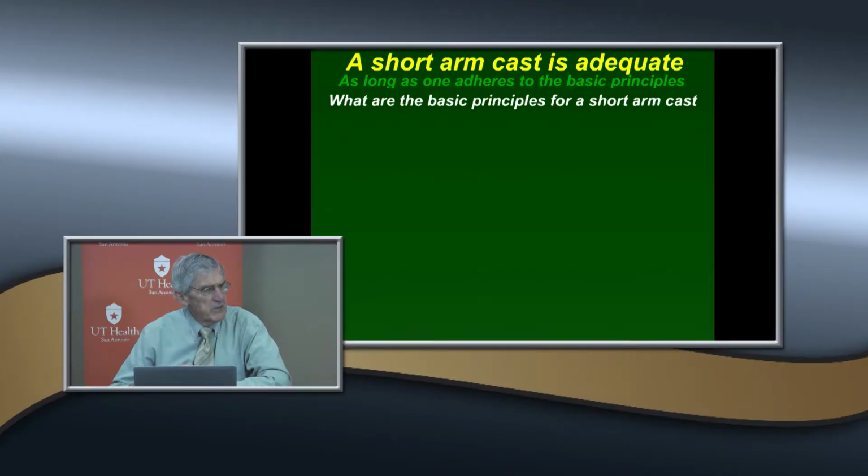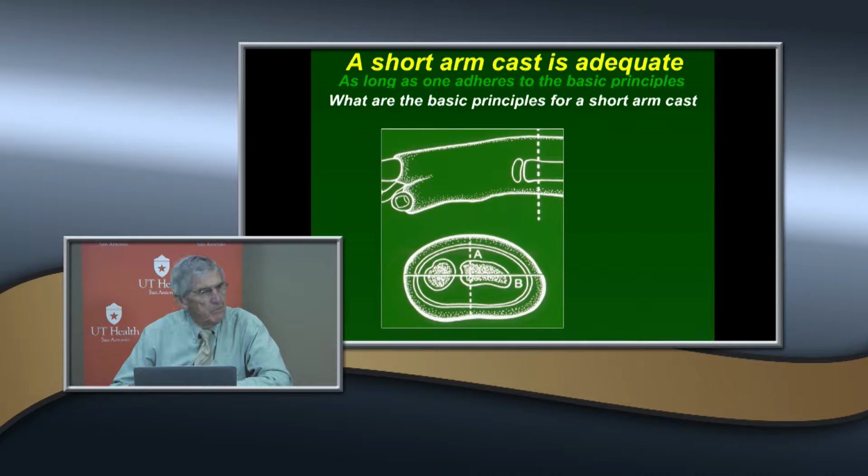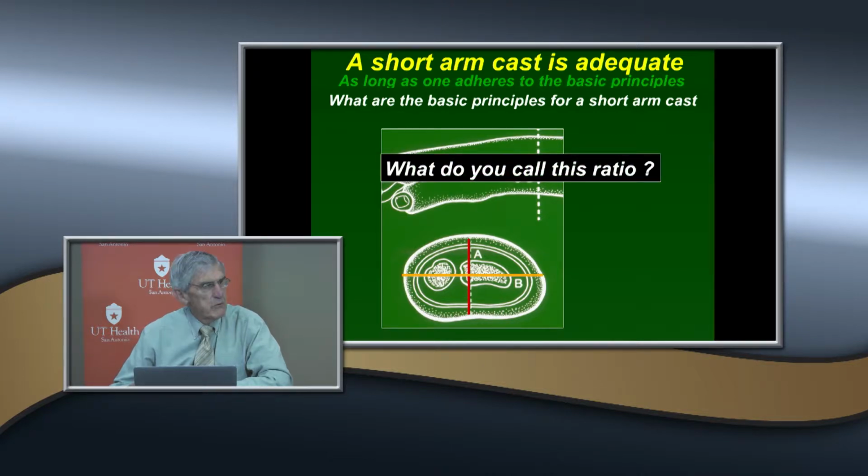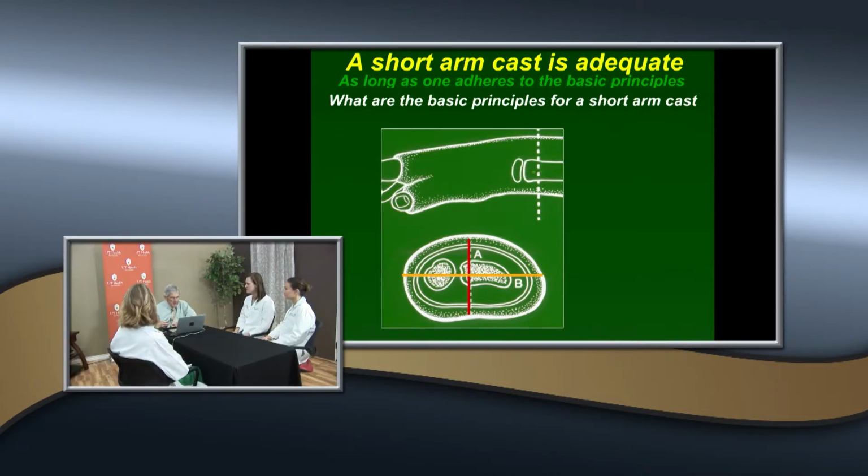That's right. You got the basic principles for a short arm cast. So how does the cast have to be? It has to be an ellipse. That's right. It has to be elliptical. In other words, A over B has to be, what do we call this ratio? The cast index. Very good. This is the cast index. And this was described by Chiesa up in Canada years ago. I remember when I first heard him give this talk.